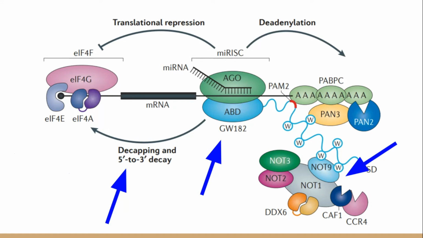GW182 can also recruit the CCR4-NOT complex to catalyze deadenylation. So although AGO2 is itself an endonuclease, it alone doesn't appear to be very effective in digesting complementary mRNA, because the knockout of GW182 actually significantly impairs microRNA-mediated gene silencing, suggesting that the recruitment of decapping and deadenylation enzymes is actually a pretty important process for RISC gene silencing.